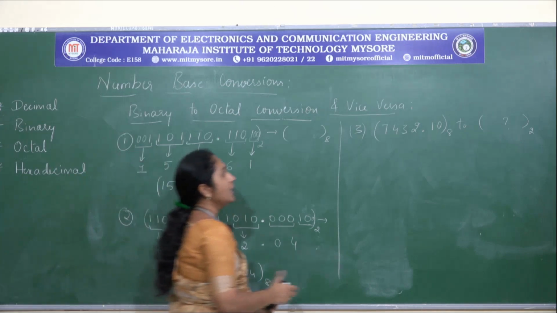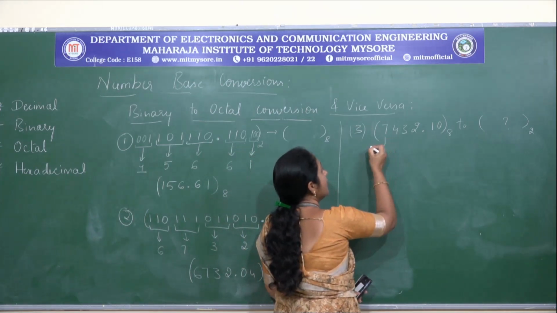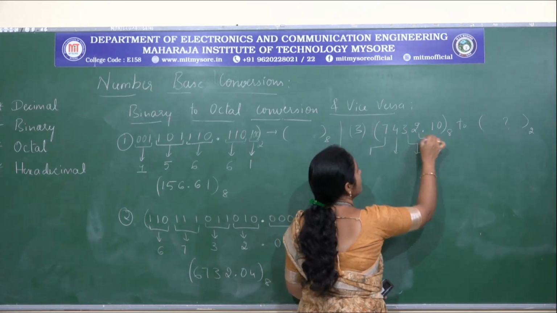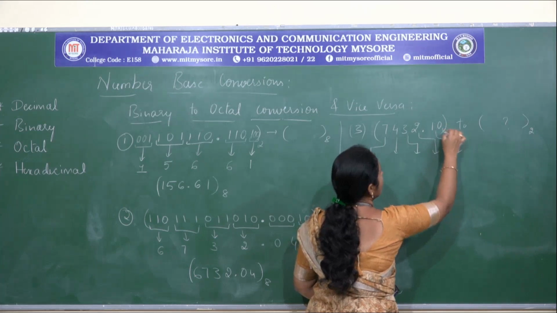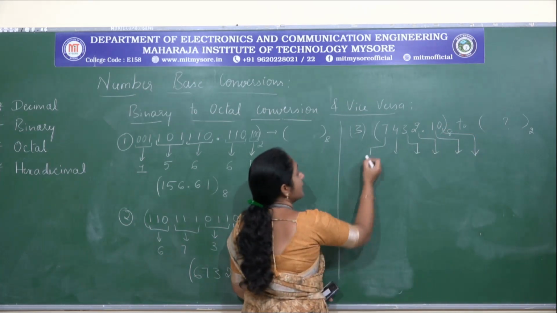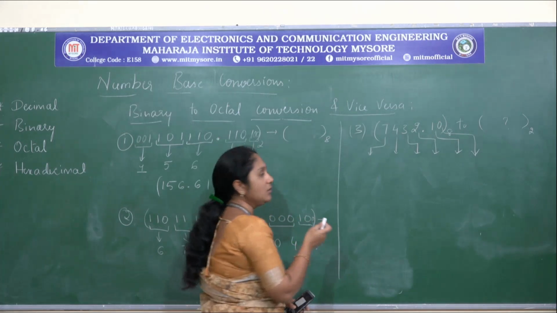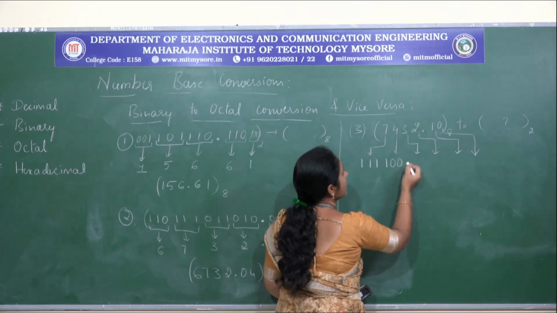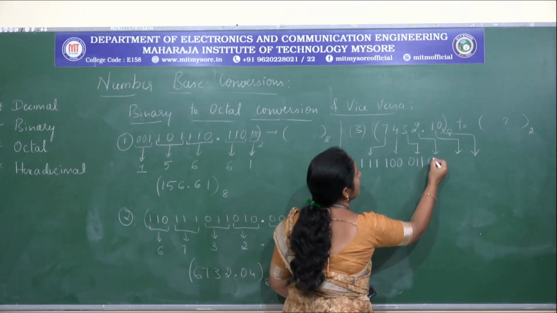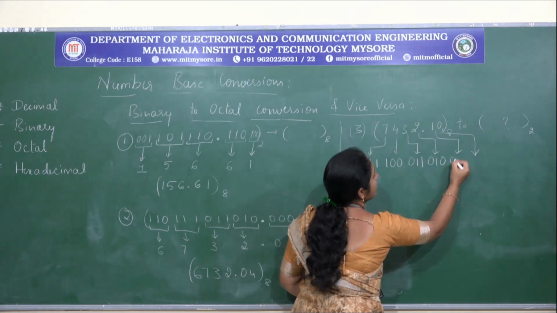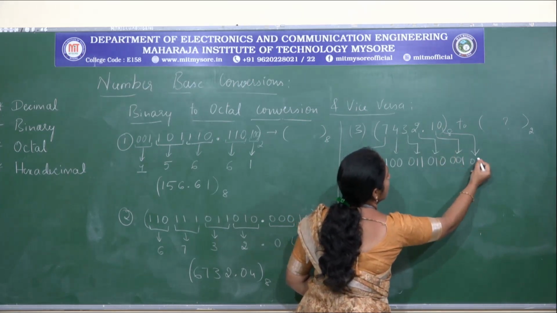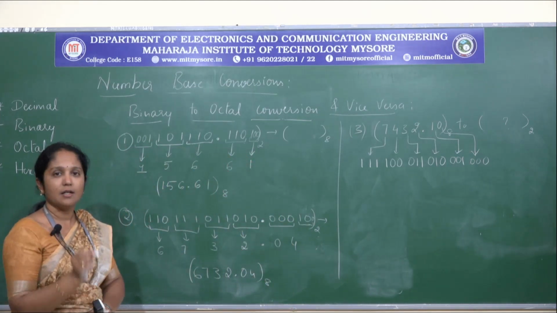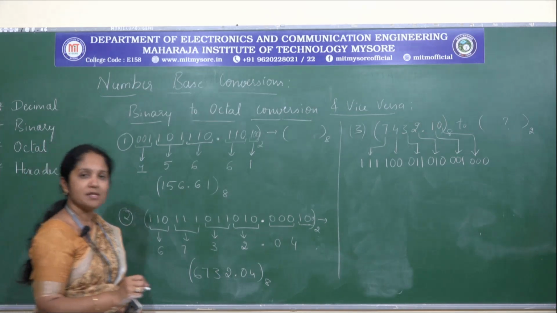Now let us understand the procedure. Here we have 7, next we have 4, next 3, next 2, next 1, next 0. Let me write. You can start from the beginning. We have 7, 1 1 1; 4, 1 0 0; 3, 0 1 1; 2, 0 1 0; 1, 0 0 1; 0, 0 0 0. So I think it can be easily followed.